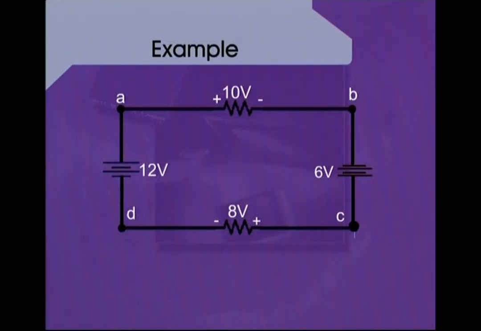The top resistance has been marked with a voltage drop of 10 volts across it, whereas the bottom resistance has been marked as having a voltage drop across it of 8 volts. Now, we have also marked the various points or nodes of this circuit as A, B, C and D.